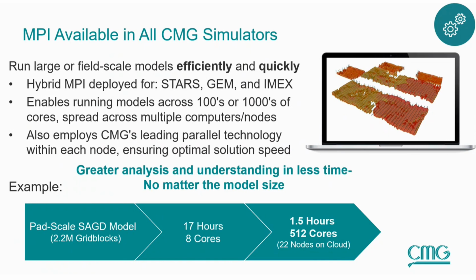In particular, CMG's cloud environment enables access to any number of resources that are required for running simulations of any size or complexity now. As an example, we saw a large steam-assisted gravity drainage, or SAGD, model's runtime drop from 17 hours to only an hour and a half through the use of MPI. With the extension of this to IMEX, which is already the world's fastest black oil simulator, the sky is truly the limit in terms of the application and the value that can be garnered.